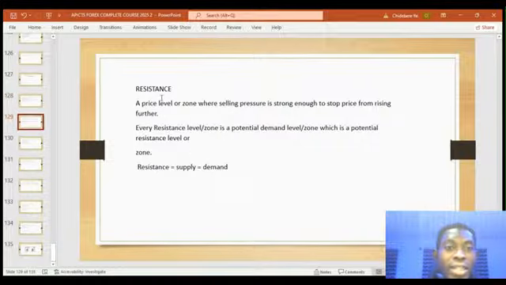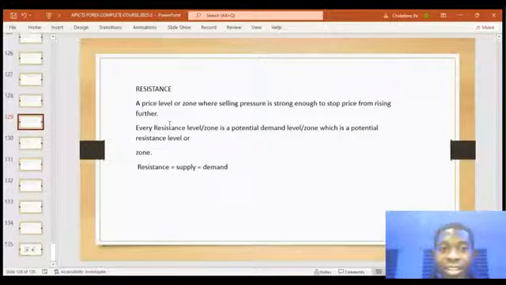Resistance level: a price level or zone where selling pressure is strong enough to stop the price from rising further. Every resistance level is a potential supply level or zone, and a potential resistance level or zone, okay?